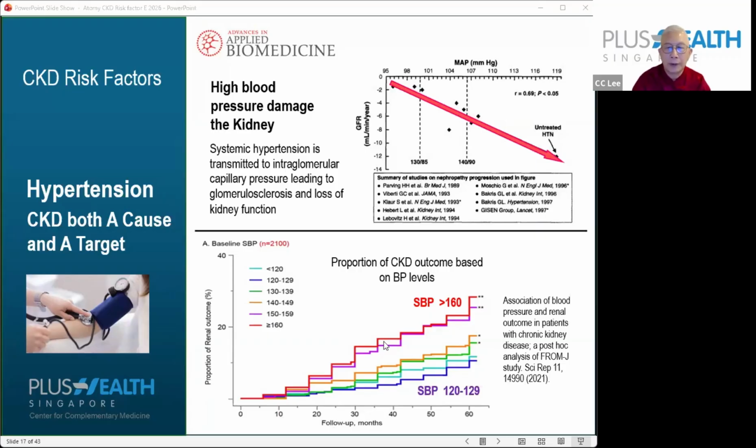So in this chart, you can see the red bar represents SBP, systolic blood pressure, higher than 160, which is a typical hypertension stage 2 or stage 3 patient, compared with SBP of 120 to 129, which is hypertension stage 1. If you are suffering from high blood pressure, then as you get older, your risk of having CKD goes much higher.